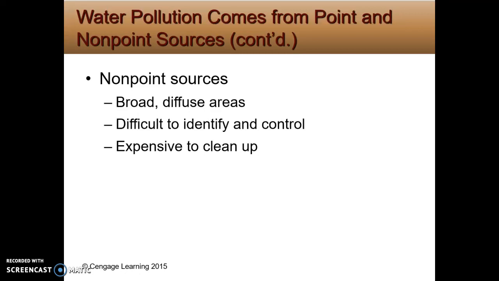Non-point source pollution, on the other hand, gets a little bit trickier. That's broad, diffuse sources. You don't know exactly which parts are coming from which sources, although you have general ideas. But it's everybody. There are lots of different places that contribute little bits of this, and it becomes very difficult to control and clean up.